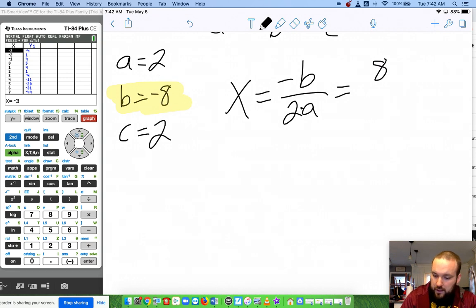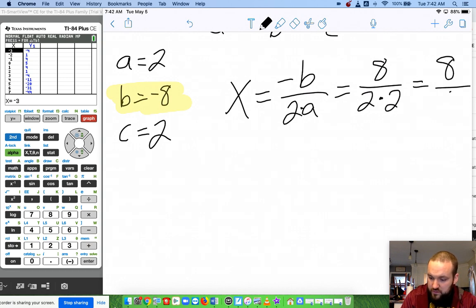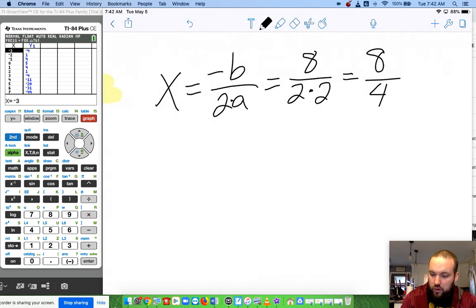Okay. And then divided by 2 times my a value. Well, my a value is 2. So 2 times 2 is 4. So this is going to become 8 divided by 4. And 8 divided by 4 is 2.